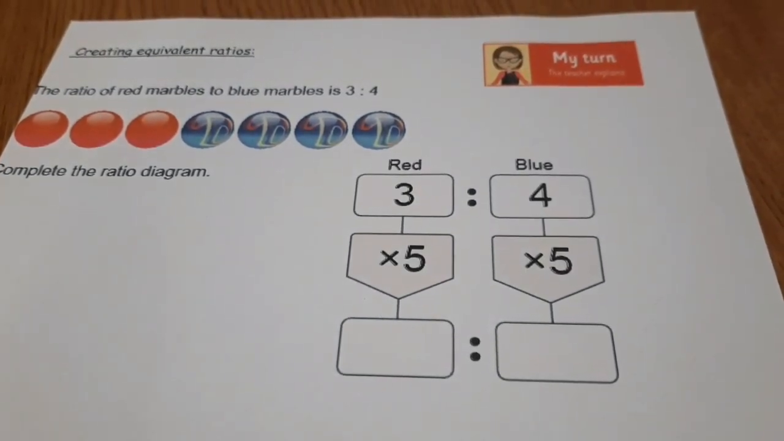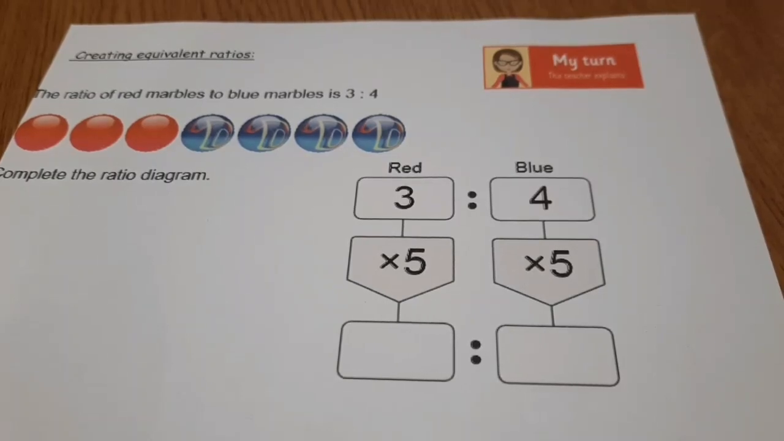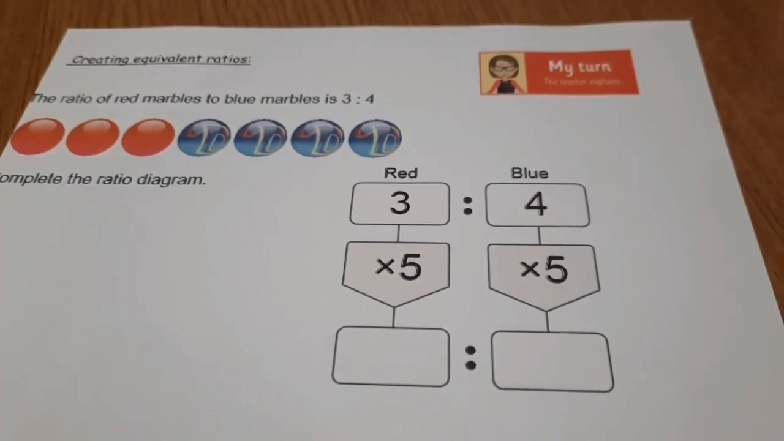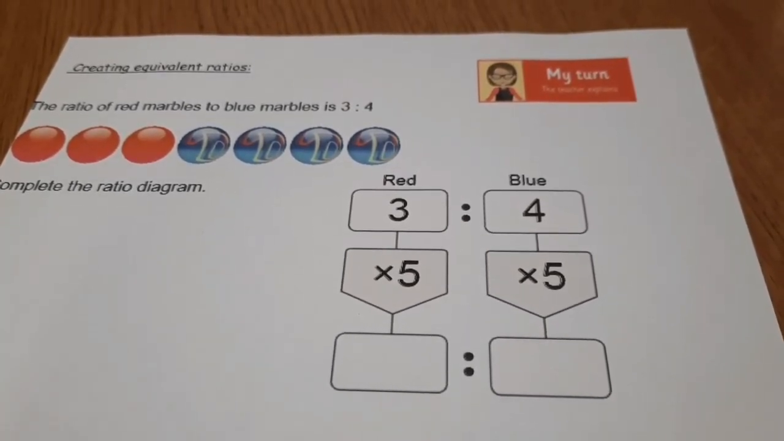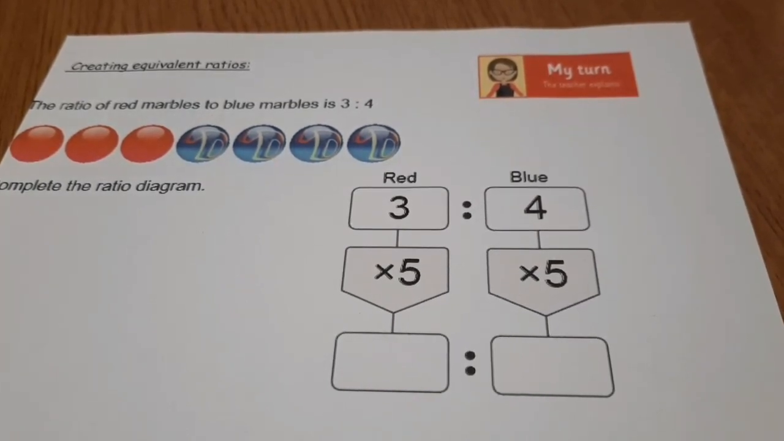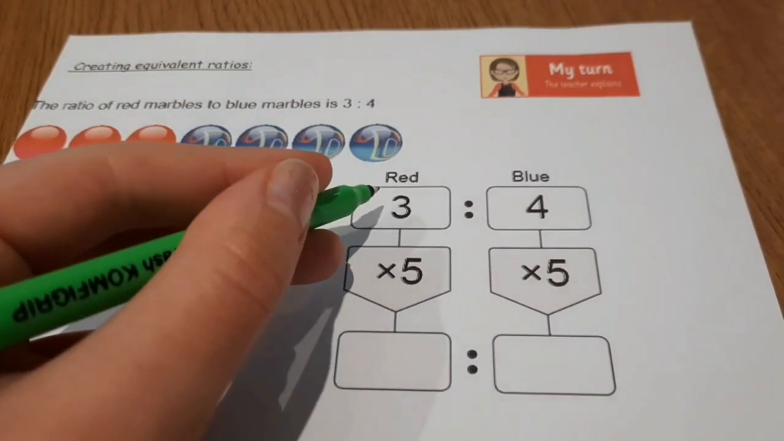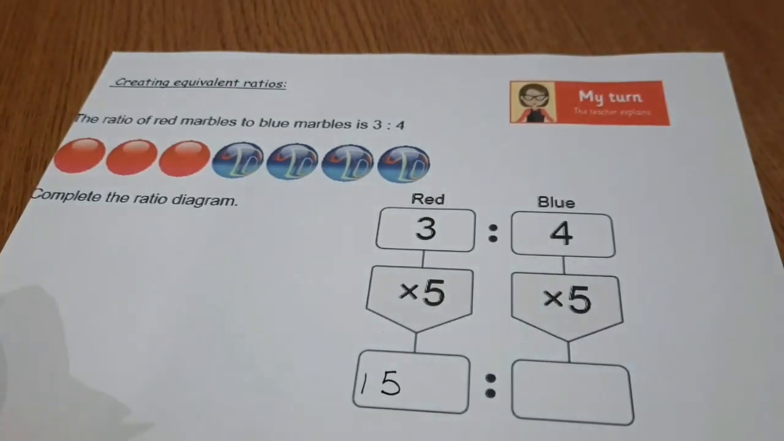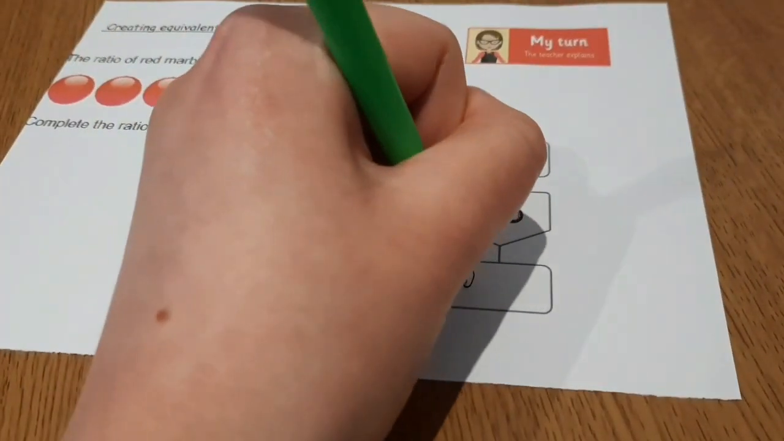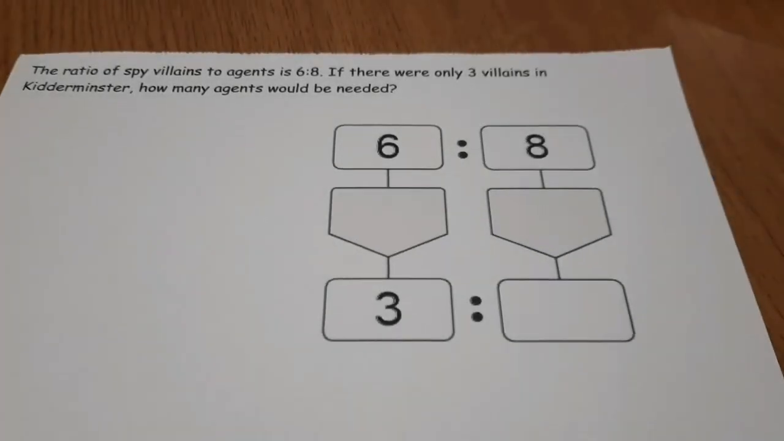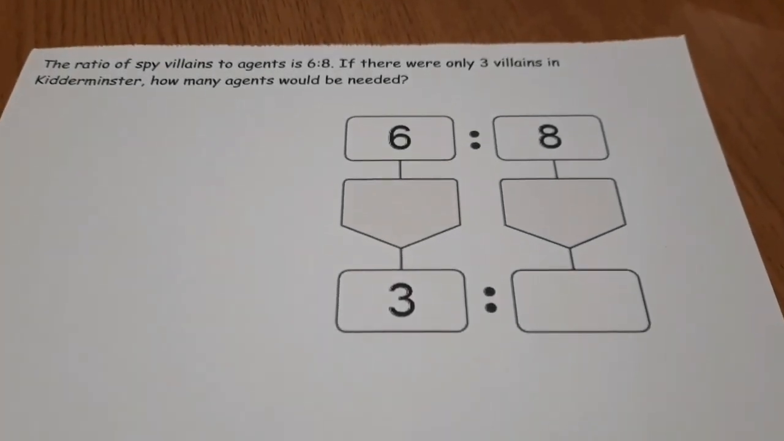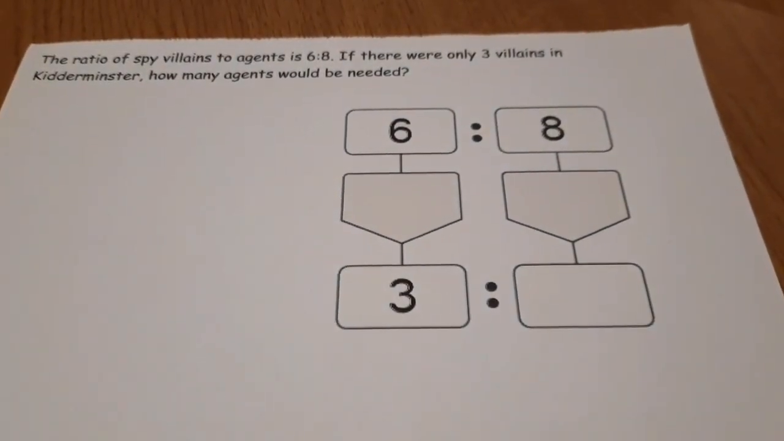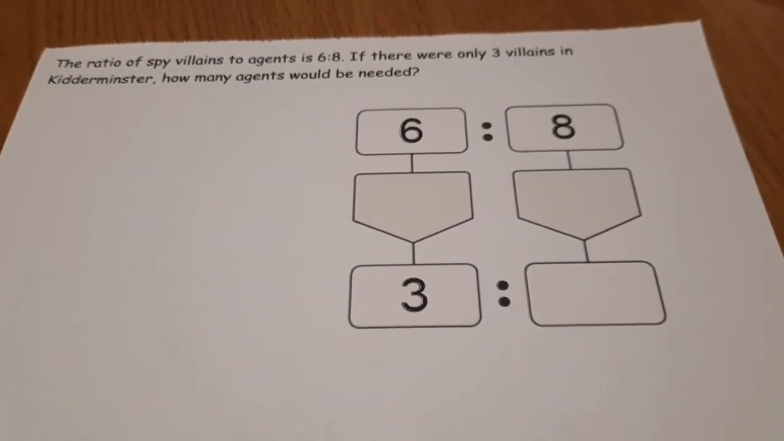This is where it's a little bit like finding equivalent fractions, because we have to multiply both numbers by the same amount, because usually with equivalent fractions we multiply the numerator and the denominator by the same number as well, don't we? So 3 multiplied by 5 gives us 15, and then 4 multiplied by 5 gives us 20. In the same way that we can create equivalent ratios by multiplying the ratio by a given number, we can also simplify ratios as well.